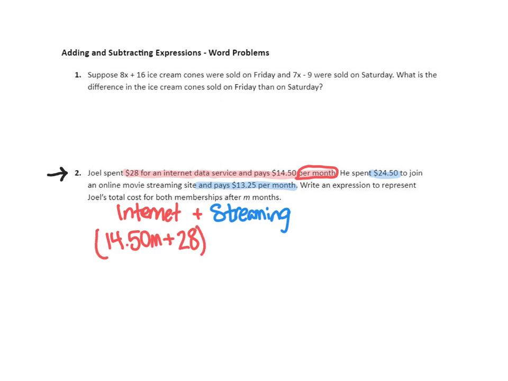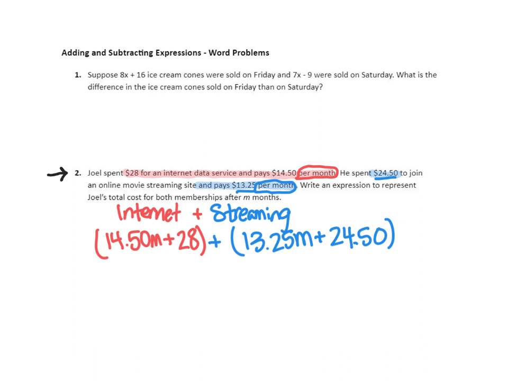And then when I go to the streaming service, I'm going to do the same thing. I'm going to look for the one that's per month. Here's per month here. So that means the $13.25. That's what I'm multiplying by months. And then also, he's paying $24.50. So these are our two expressions. And then we're going to add them together.